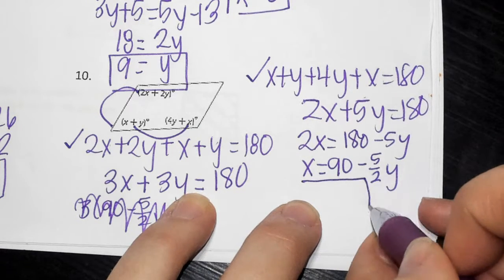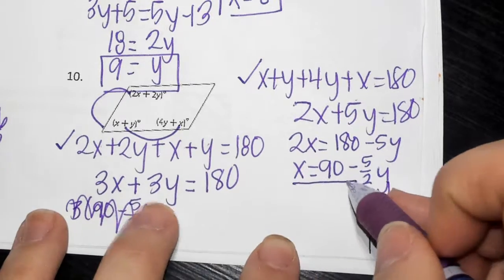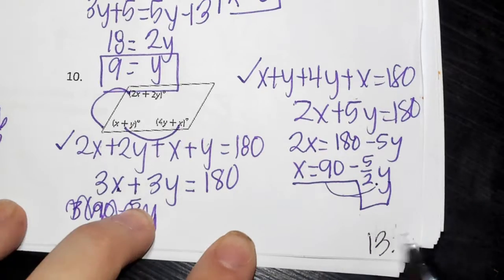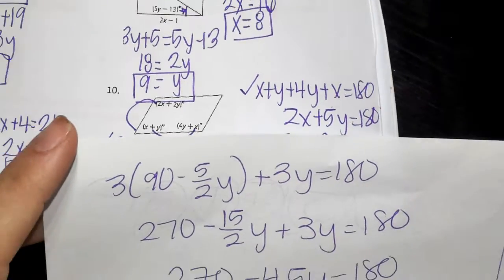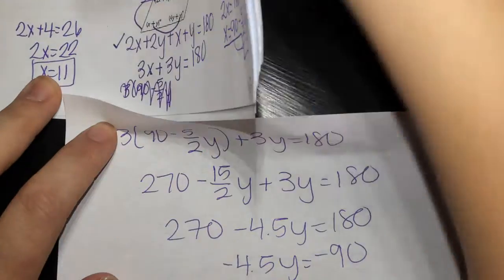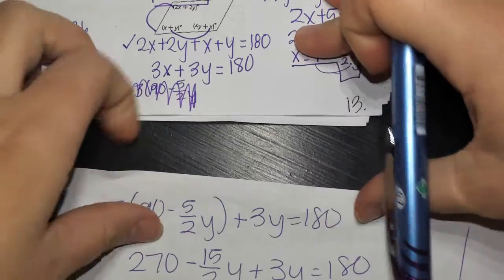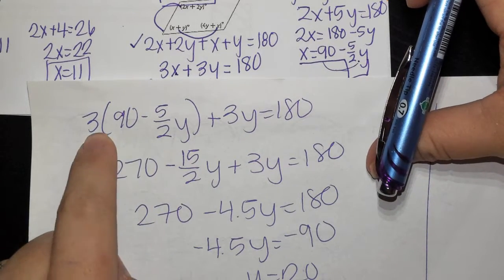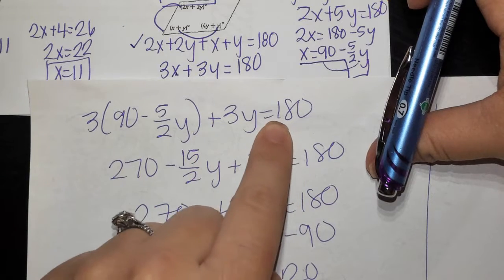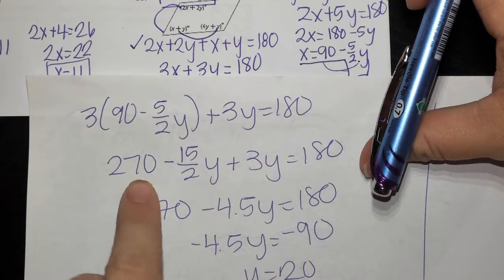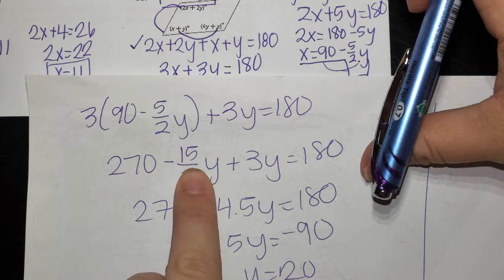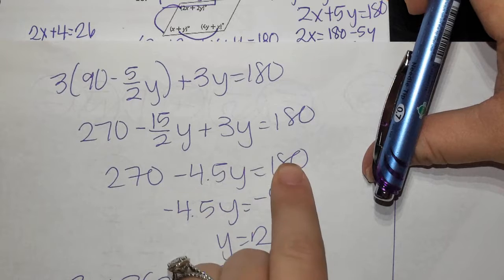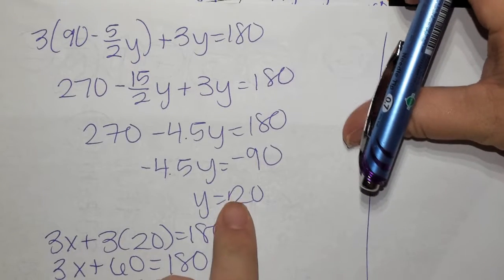Well, I got x by itself. By substitution, I can plug this in for x and solve for y. So I did it on a separate piece of paper. So instead of writing x, I'm using this same equation right here. I plugged in all of this for x. So I got 3 times all of that plus 3y equals 180. And then I distributed. And then this is negative 7 halves. So negative 7 halves plus 3 is negative 4 1/2. And then I subtracted 270 and divided, and I got y is equal to 20.